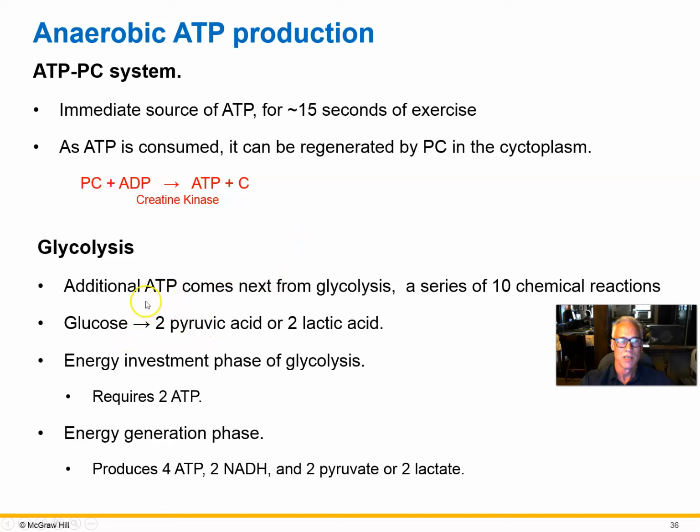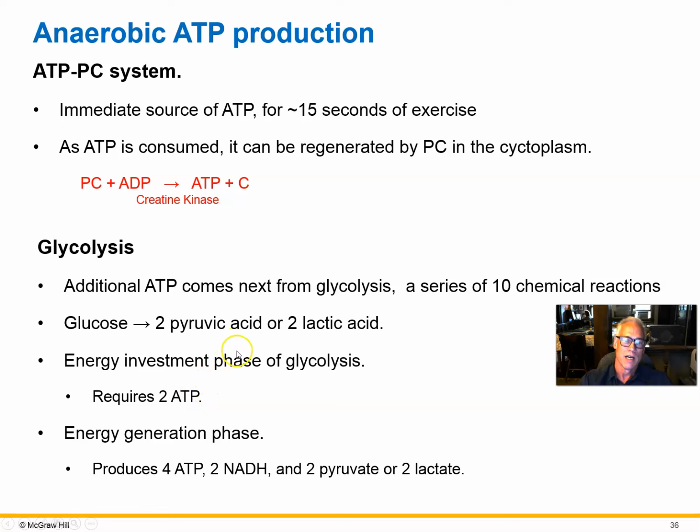If we still need to exercise for a longer period of time or choose to do so, we'll need some additional ATP, and we'll take glucose molecules and run them through, again, a series of 10 chemical reactions we call glycolysis, and wind up with 2 pyruvic acids and 2 ATPs per glucose.